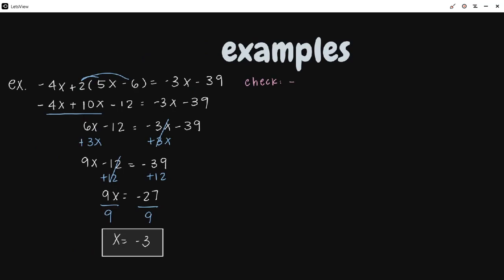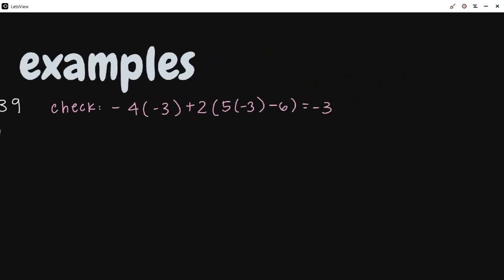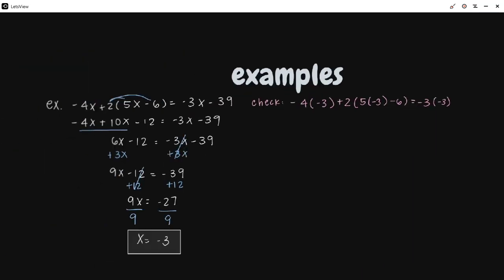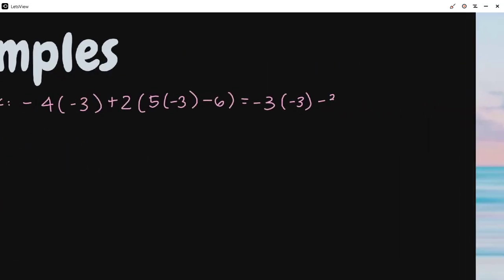So it would be negative 4 times negative 3 plus 2 times 5, times negative 3 minus 6 equals negative 3 times negative 3 minus 39.